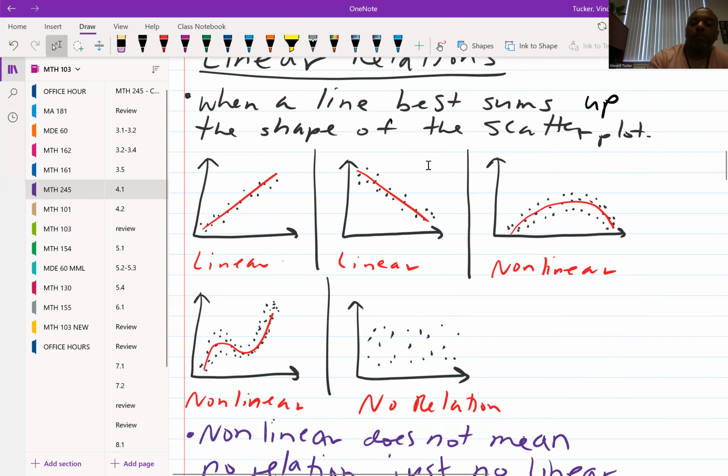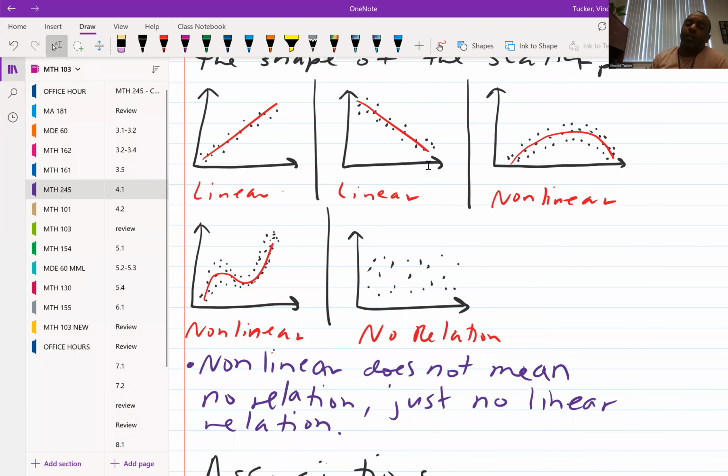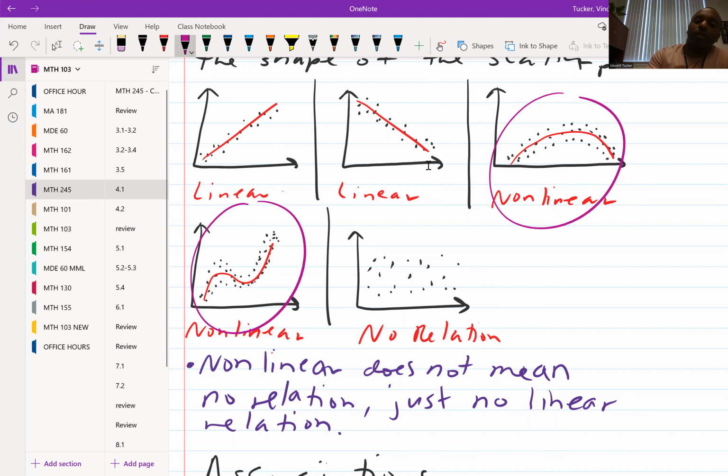Scroll up. And then here in purple, nonlinear does not mean no relation, just no linear relation. So there is a relation in both of these two. It's just that they're not linear.